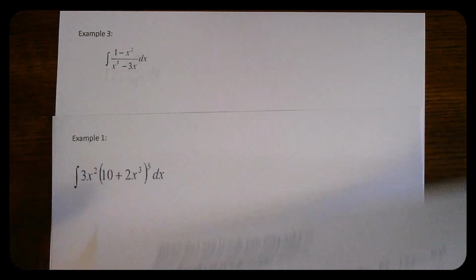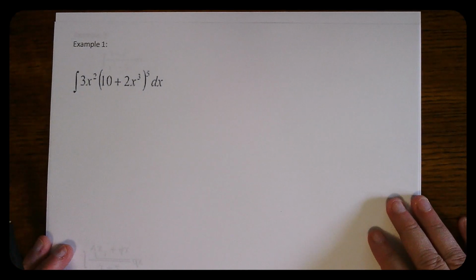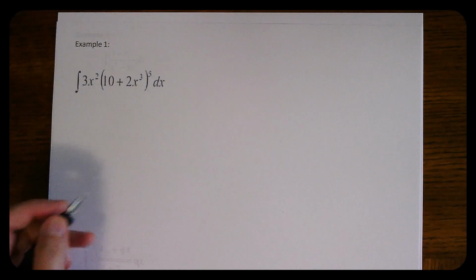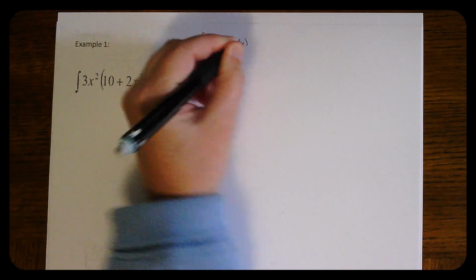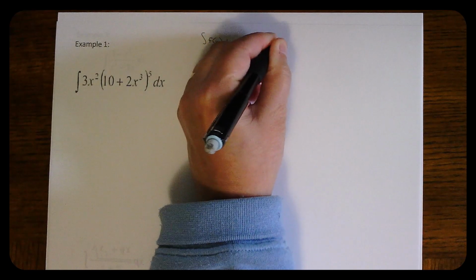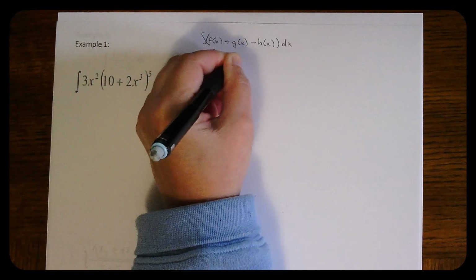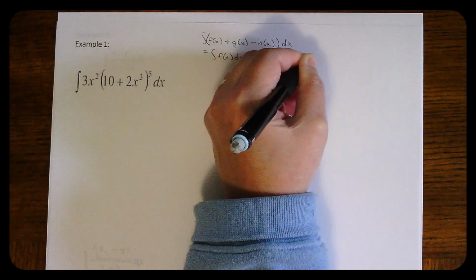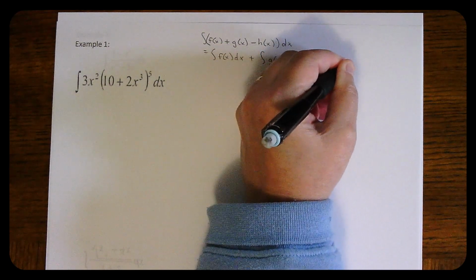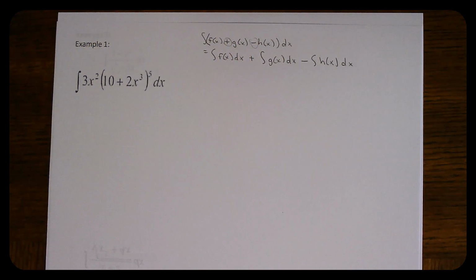So let's look at our examples. First of all, you can't use the basic rules where you have some function multiplied by another function. You can take the antiderivative of f of x, add it to the antiderivative of g of x, and then subtract the antiderivative of h of x. So you can split those antiderivatives, but in order to do that, you have to have addition and subtraction in between those different function expressions.